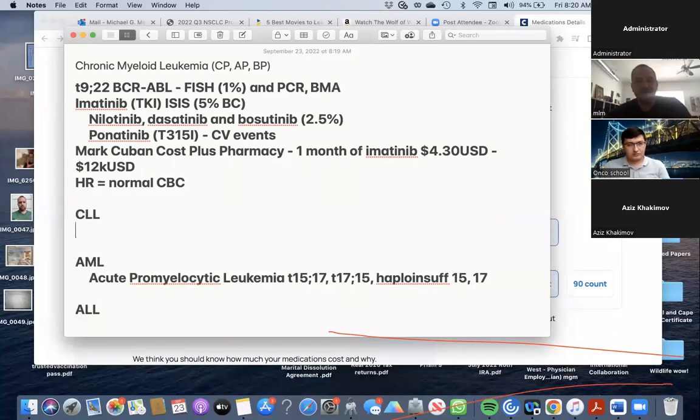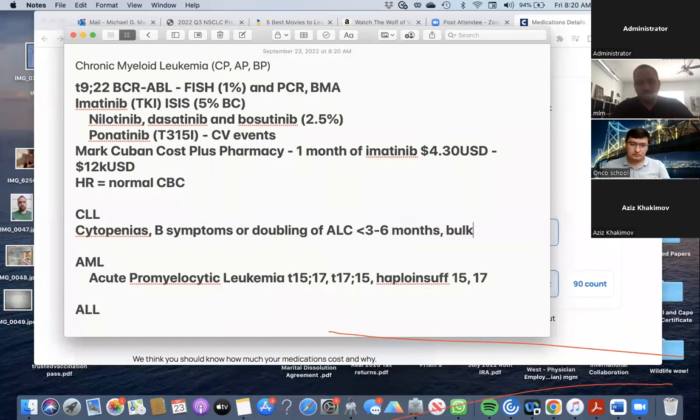Probably half the people who have CLL in my clinic, I do not actually treat. I just see them every 3 to 6 months. The reason to treat people is if they have cytopenias, B symptoms, or a doubling time of the absolute lymphocyte count of less than 3 to 6 months, or bulky lymphadenopathy. Otherwise, you do not need to treat it. Even though they have cancer, you just monitor. There's no reason to treat. You're not going to change life expectancy.